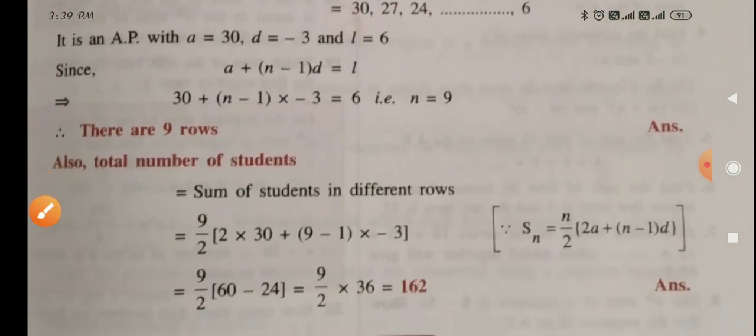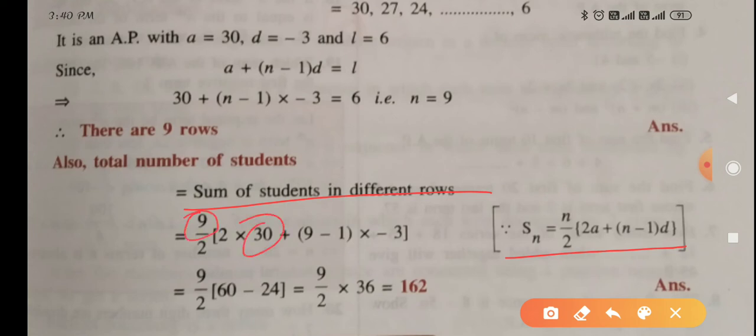It means you have to find the total sum, the sum of students in different rows. So you can apply the formula Sn equals n by 2 into 2a plus n minus 1 into d. So n by 2, n is 9, 2a is 60, and n minus 1 is 8, multiplied by d which is -3. Calculating it, it will come 9 upon 2, 60 minus 24, 9 upon 2 into 36, which is 162. So the total number of students in 9 rows is 162.